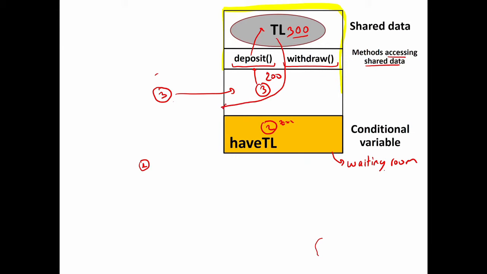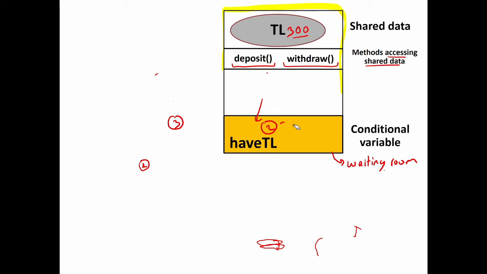But on his way out, he should actually notify these guys who are sleeping on this half Turkish lira conditional variable, and wake them up so that they can go ahead and check whether they have enough money or not. So when number 3 gets out, then basically 2 wakes up, and 2 then moves in here.